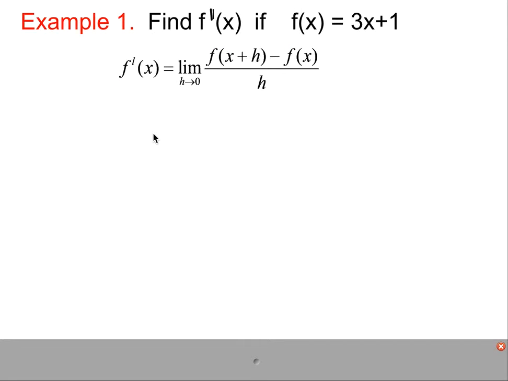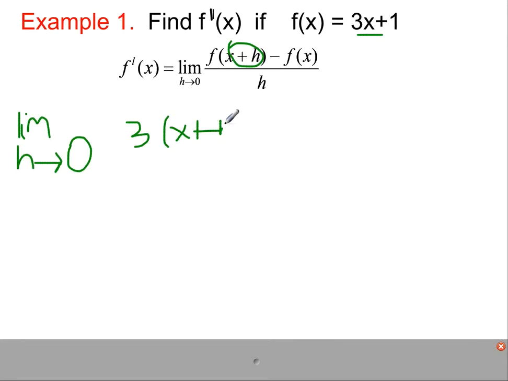So our first example here is finding f prime of x if f of x equals 3x plus 1. So we're going to follow this limit notation. So we would start off by finding the limit as h approaches 0, of f of x plus h. So what that means is we're going to plug in x plus h everywhere we see x. So we will have 3 parentheses x plus h plus 1, because of the plus 1 that's right here.